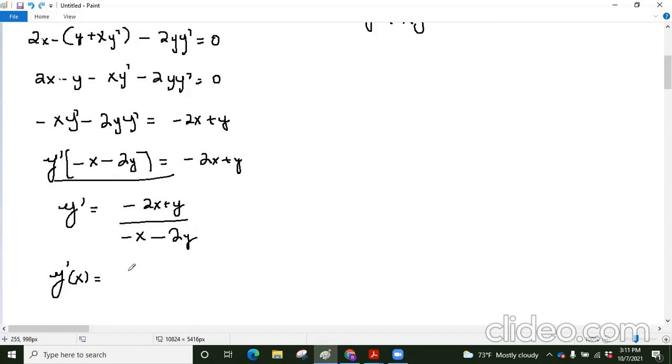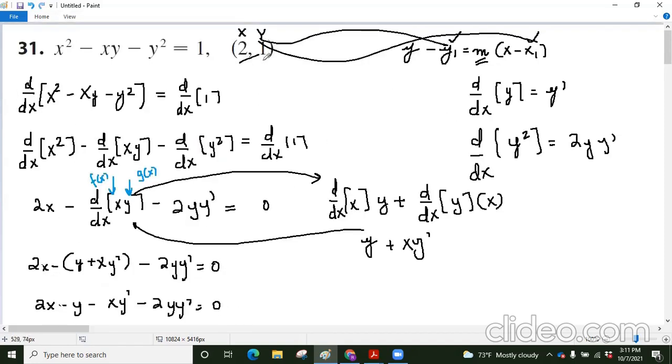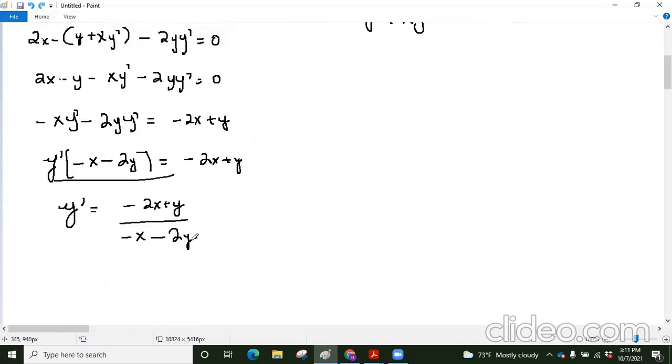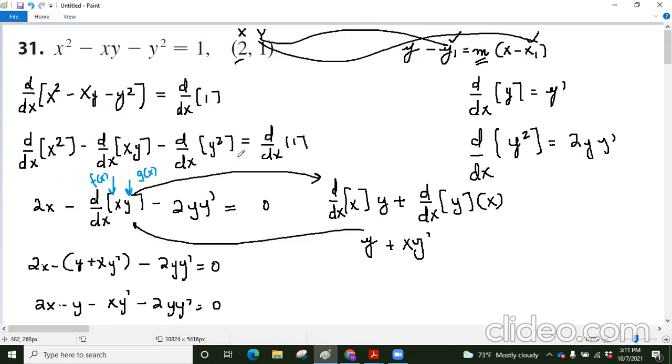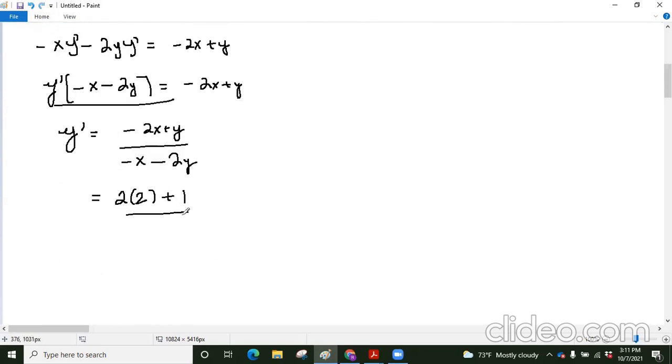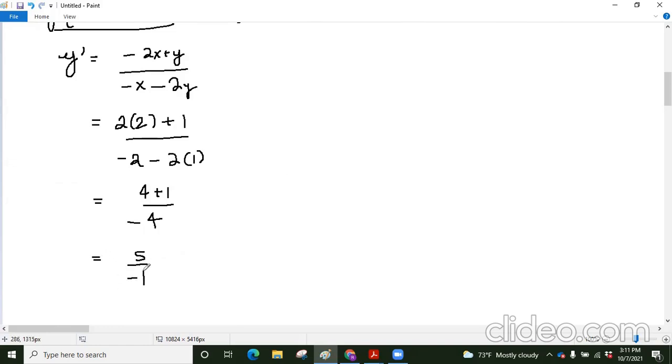So any value of x you put into this function, it will give you the derivative at that point. But you have to specify both the x and the y value. So our x was 2, our y was 1, right? So this is 2 times 2, because our x was 2, plus 1 over minus 2 times 1. That should be 4 plus 1 over negative 4. So you can think of that as 5 over negative 4.